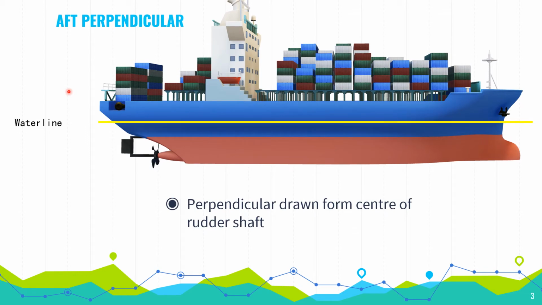So again, here is the water line, and if I draw a perpendicular line from the center of a rudder shaft like this, this is known as aft perpendicular.